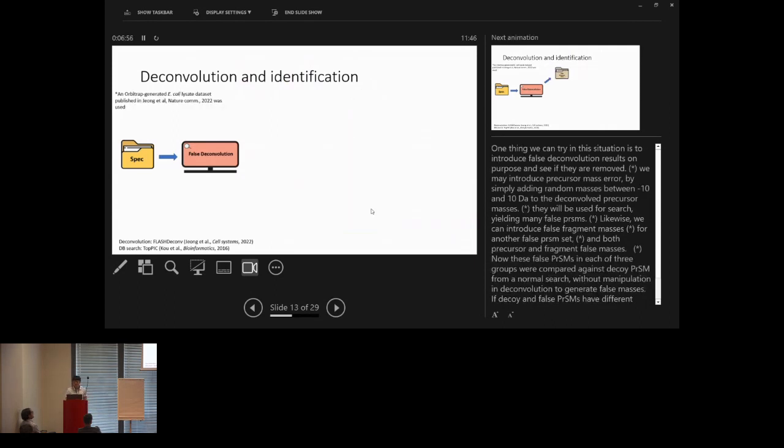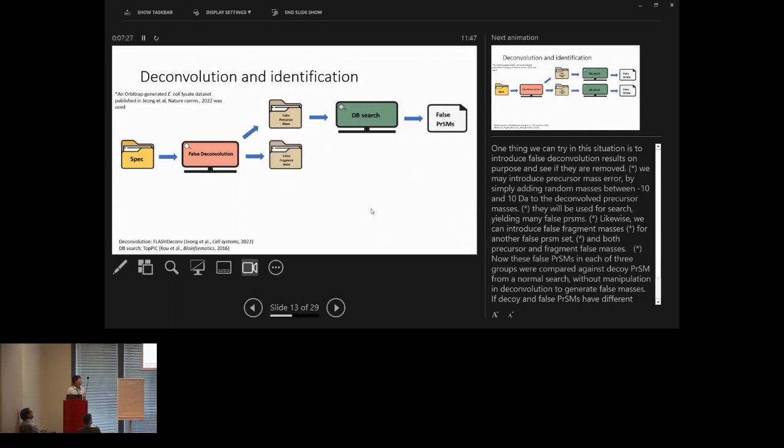Okay, so what I did was like this. Let's bring in forced deconvolution instead of true deconvolution, and let's make forced deconvolved spectra on purpose. The first case is the spectrum with forced precursor mass. How can I generate a forced precursor mass? Simply by adding plus or minus 10 at random, excluding 0. And this forcedly deconvolved spectrum goes through the database search, generating a bunch of forced PrSMs.